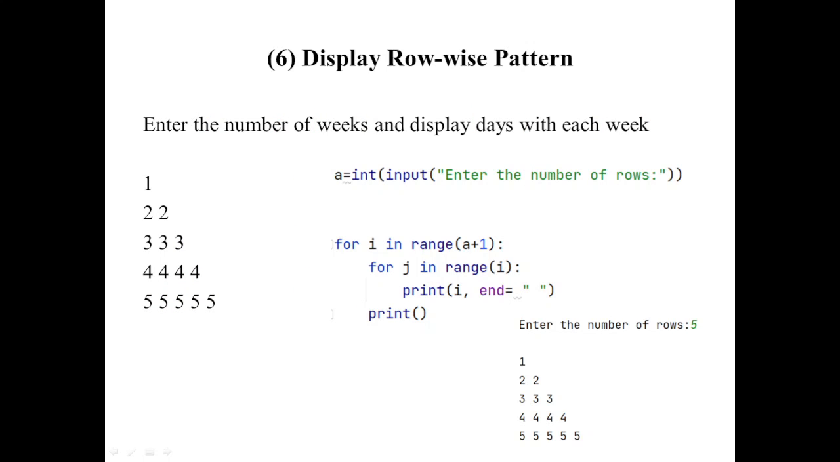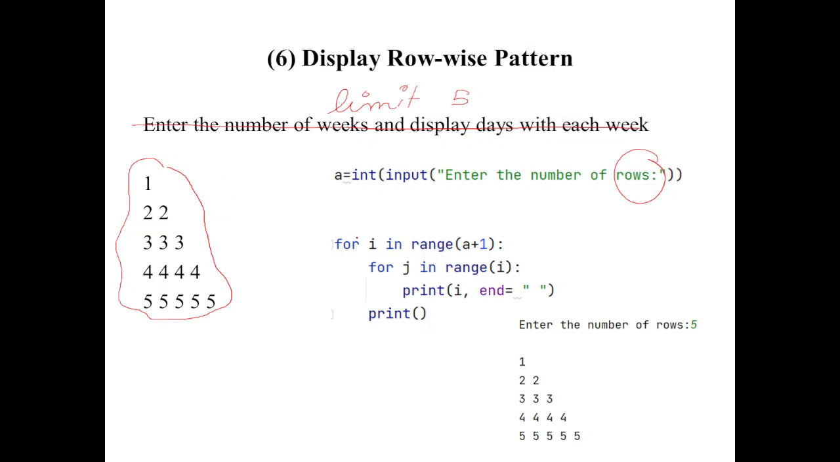Here is another program in which we are going to show this pattern on the screen: 1, 2, 2, 3, 3, 3, 4, 4, 4, 4, 5, 5, 5, 5, 5. What will we do? We will enter the limit. The user will enter a limit. Let's suppose he entered 5. So it means we will use 5 rows.